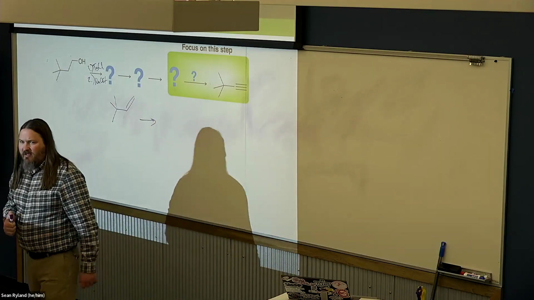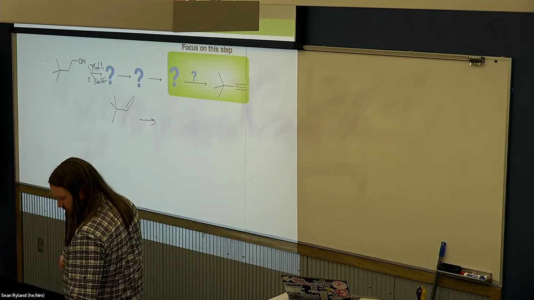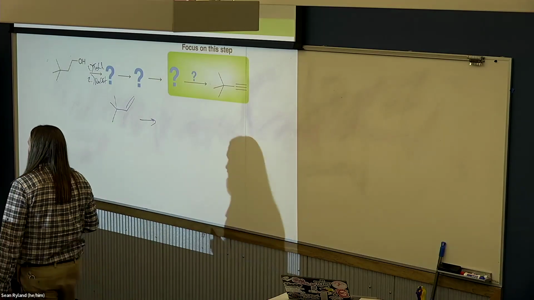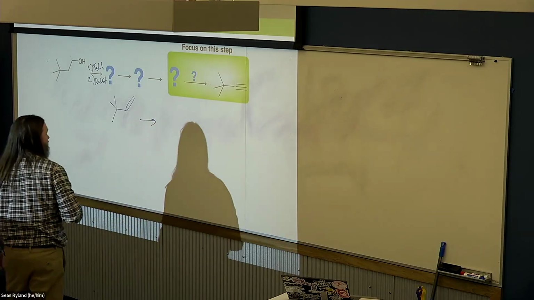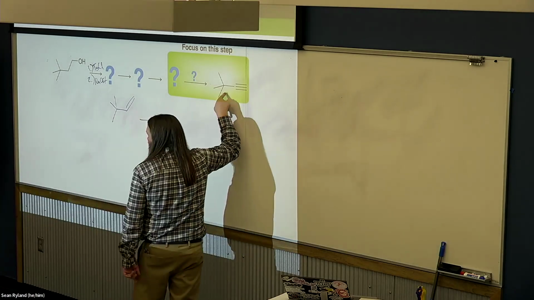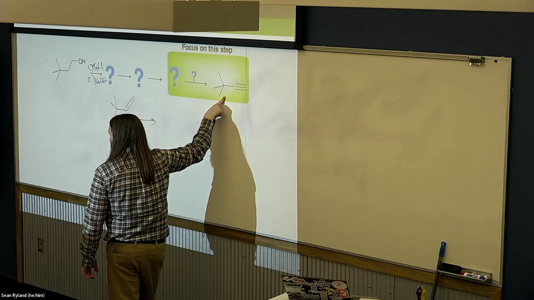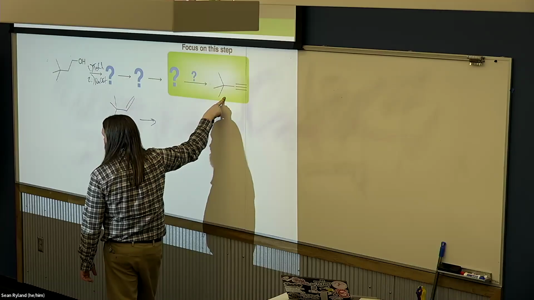How many ways do we have to make an alkyne? Too many. No, just one. So where do we have to go to get here? If we only have one reaction that makes an alkyne, it has three numbers in the arrow.